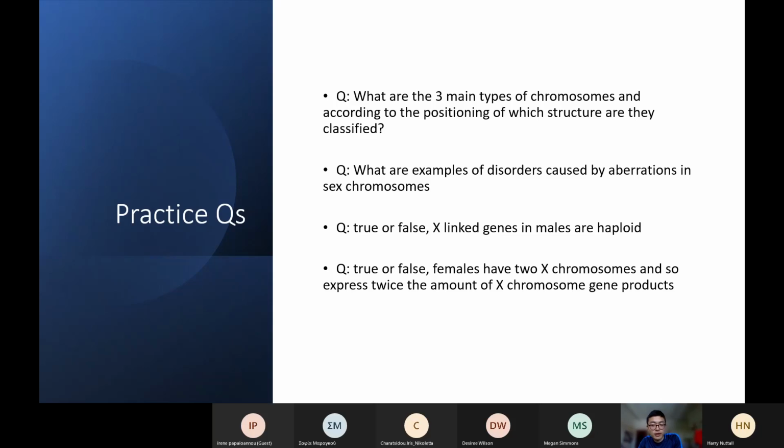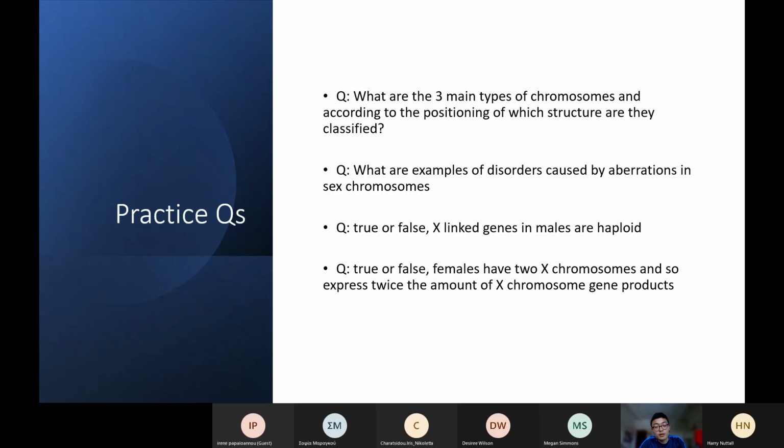These are all three conditions which are good to know about, because they're both clinically relevant and also, for the purpose of your exams, they will crop up as hopefully easy to answer, short MCQs. Okay, and our final two questions on this topic. True or false, X-linked genes in males are haploid? I'll give you a second to think about that.